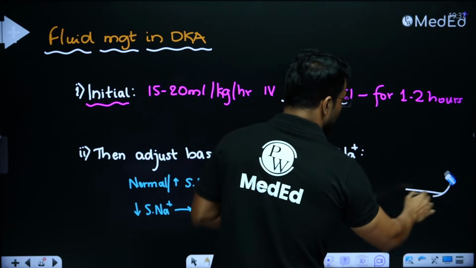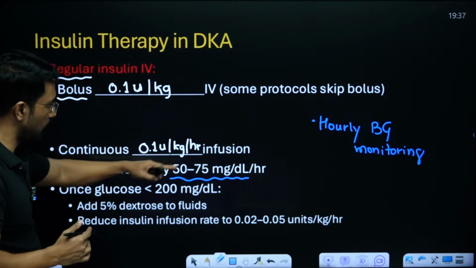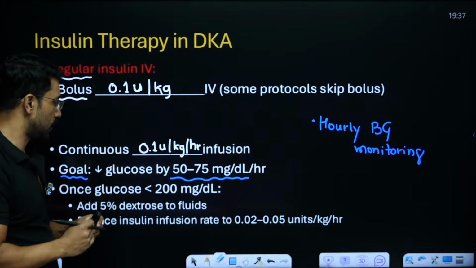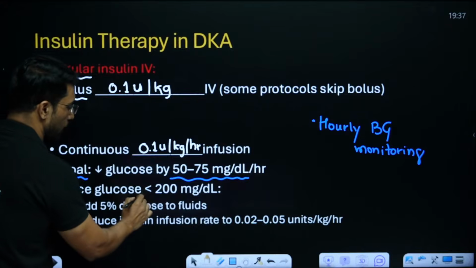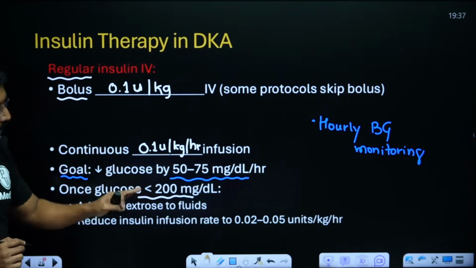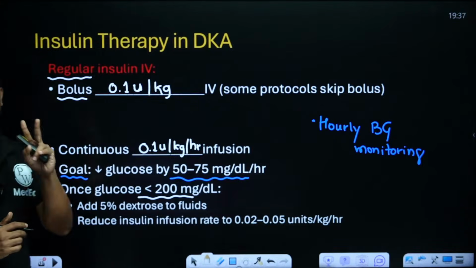Okay, so once I have started this insulin infusion and I am on the right track as expected, 50 to 75 milligrams per deciliter के हिसाब से the blood glucose level is dropping. Good, you can continue. Till what? Till you reach the blood glucose value of less than 200 milligrams per deciliter. Once you hit the blood glucose value lower than 200 milligrams per deciliter, we need to do two things.